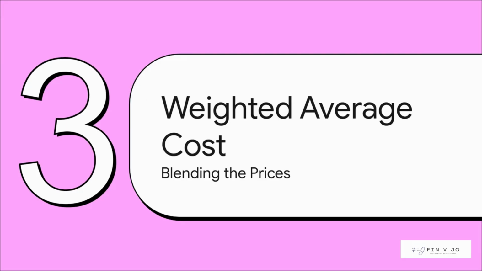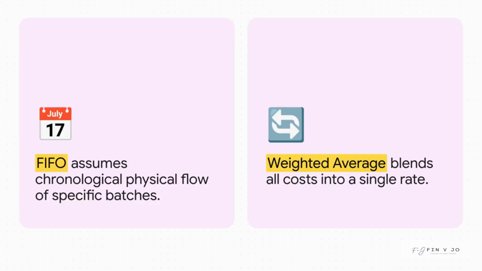Moving on to Section 3, Weighted Average Cost Explained, blending the prices. Here is the second heavyweight method you need for the exam. Now, let's contrast FIFO directly with the weighted average method. Instead of pretending there's this perfect chronological physical flow where you pick specific batches from specific dates, weighted average just smooths everything out. It blends the total cost of all the available units together into one uniform average rate.